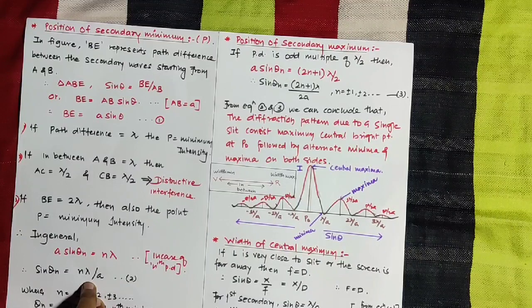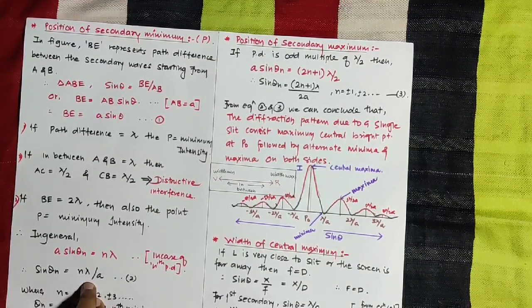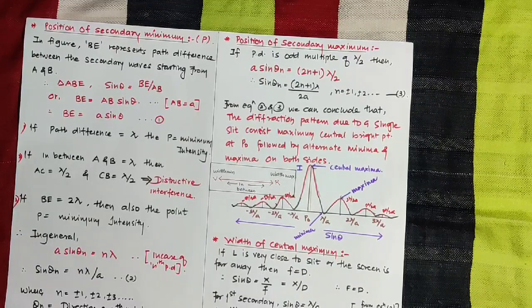X we already know is lambda d upon a, multiplied by 2 it gives 2 lambda d upon a. Again, using the same assumption that d is equal to f, we get 2 lambda f upon a. So this is the formula that gives the width of the central maximum in Fraunhofer diffraction due to a single slit.